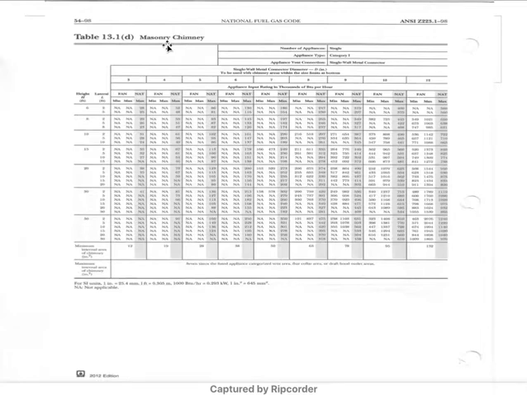You got to look at the stuff. Masonry chimney. That's your main chimney. That's what's going through the house. All right. Number of appliances, single. So if you see a picture that has a boiler and a water heater, you're on the wrong chart. Category 1. Just check, make sure it says Category 1. They should all say Category 1, but you never know. You can never be too careful.